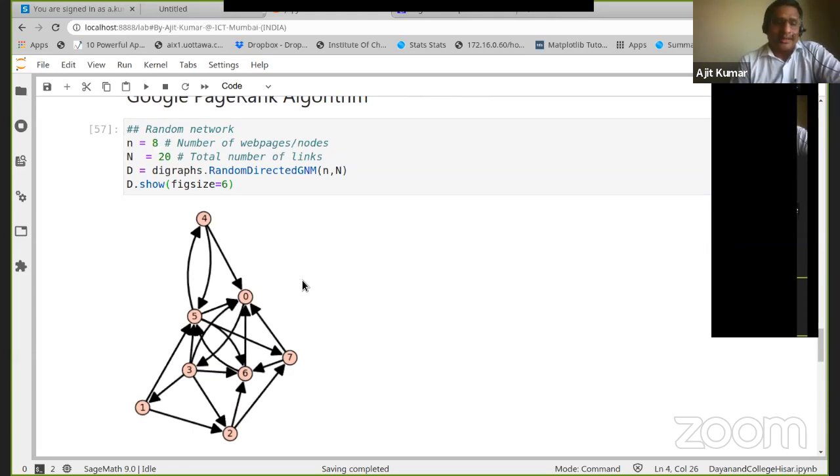So here there are 8 nodes, vertices, and 20 connections. And you can think of this as, let us say, a set of 8 websites connected to each other. Of course, there is no connection from one to another. Not everything is connected to everything. So not all websites are connected to each other, right? If that be the case, the connections would be much more.